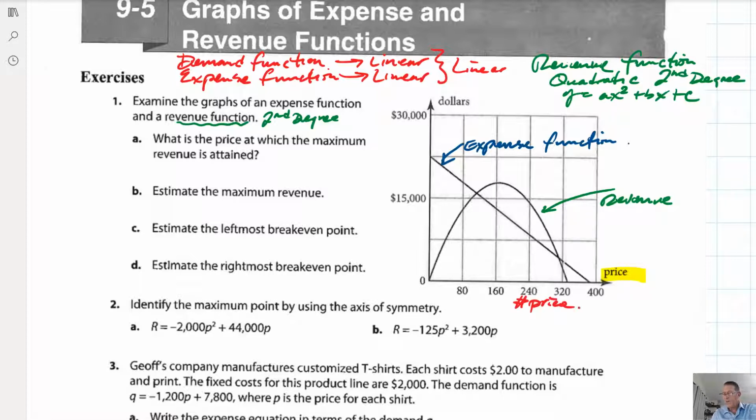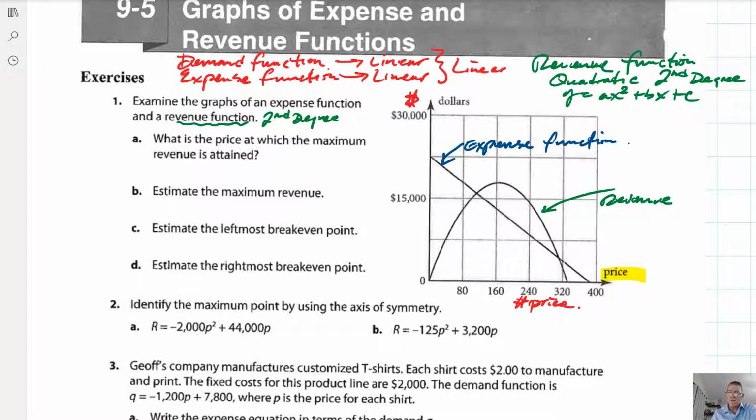All right, so it's the price of an item or a widget. And then our vertical axis is in dollars, because we're talking about revenue. When we bring revenue into the company, we're talking about income coming into the company. It's always in terms of dollars. So we've got the price of the widget or the item on the horizontal axis and dollars on the vertical axis, and we should be able to analyze the two functions and what's going on.